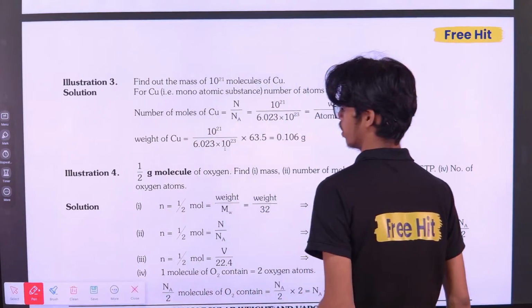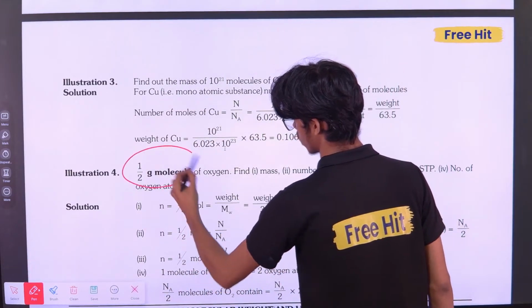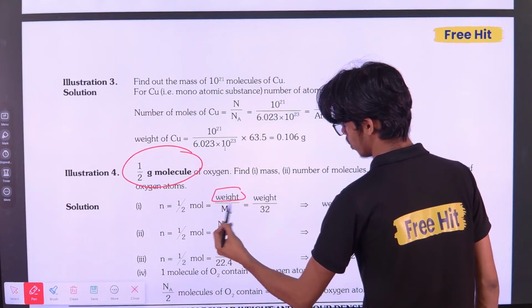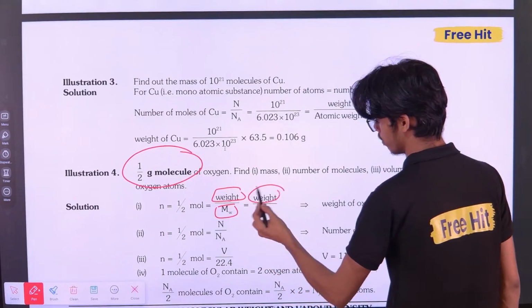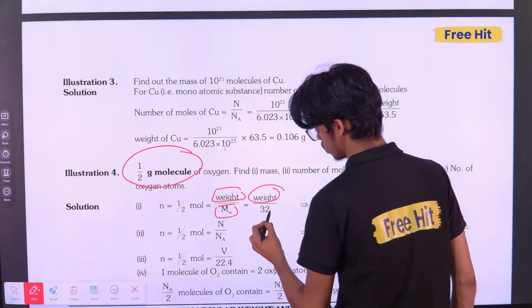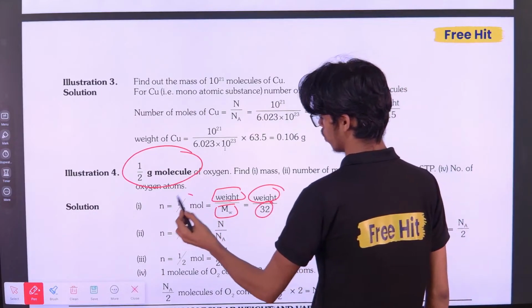So first, what do you need to find? There is half gram molecule, it means the number of moles is half. So you have to first convert given mass upon molecular weight. That's it. You will get the weight. Understandable? That weight is 16 gram, because 1 mole is 32 gram, half mole will be 16 gram.